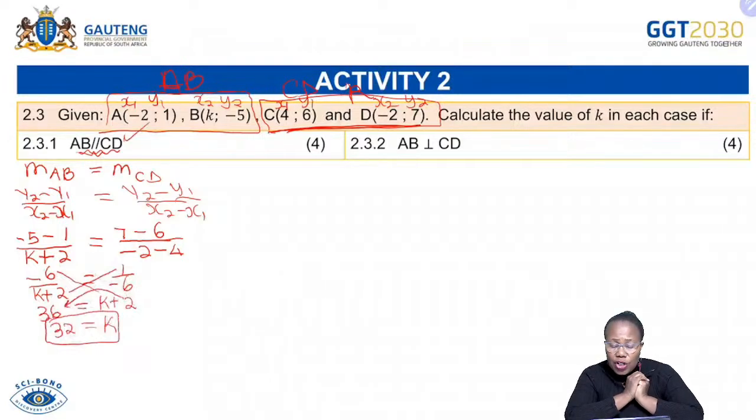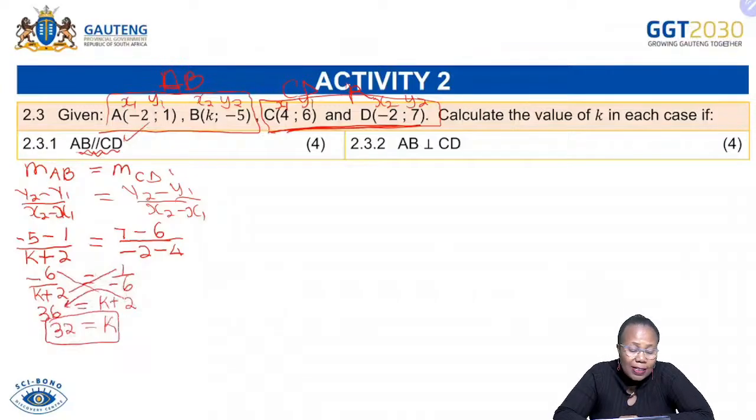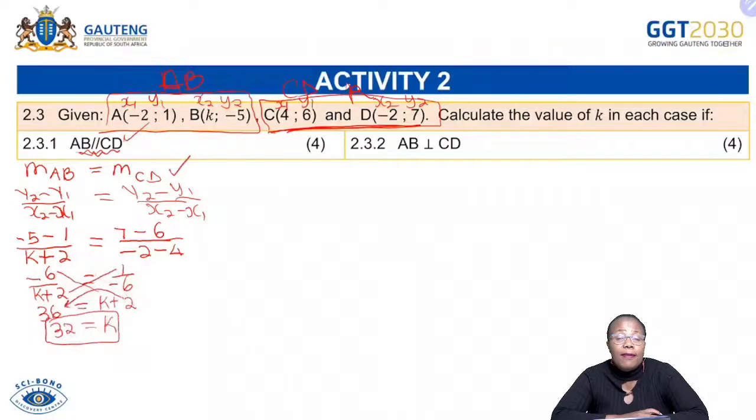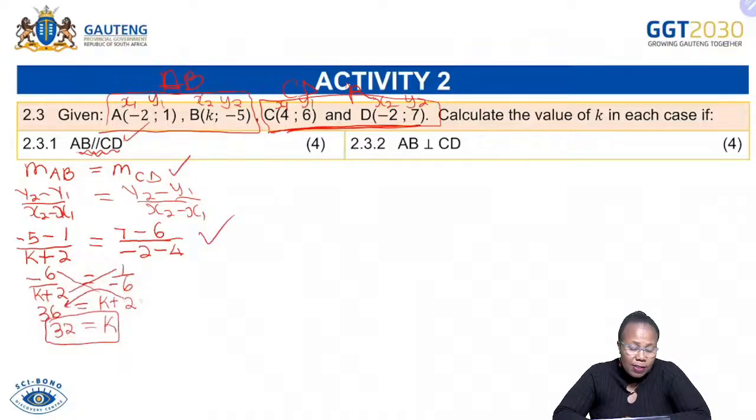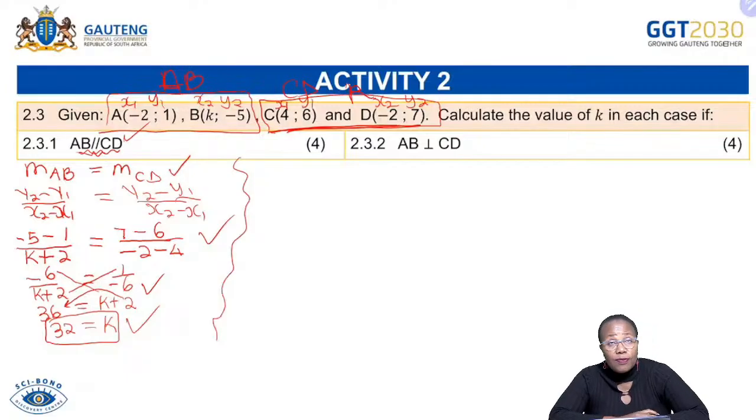And the mark allocation, there are 4 marks. The first mark will be for showing us that the two gradients are equal for that condition. And then secondly, for substituting into both sides. The third mark for simplification, and the final one for the answer there. That is your 4 marks allocation, grade 12, for 2.3.1.